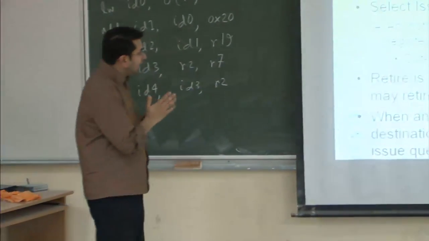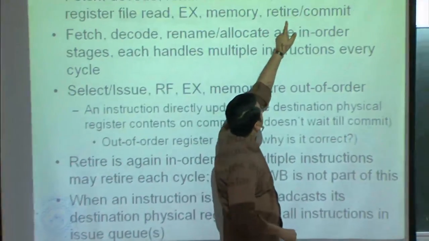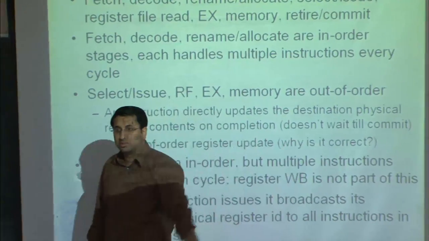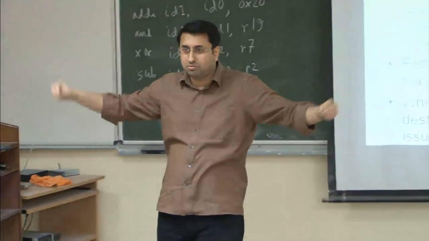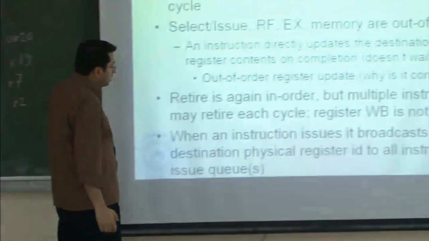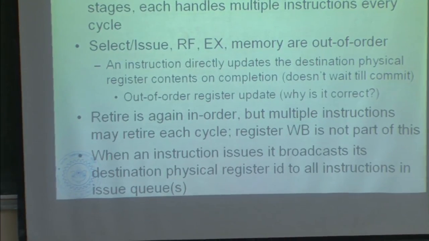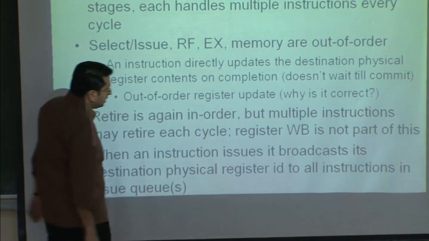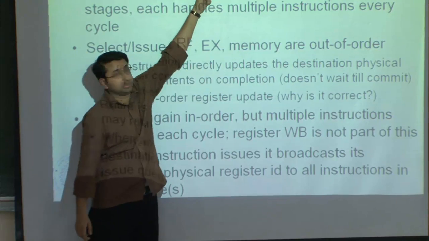And retire is again in order. By the way, this is a technical term often used for commit: an instruction retires, which means that it was born when it was fetched, and when it's finally done, it retires. Retire is in order, but multiple instructions may retire each cycle. And register write back is not part of this anymore. It happens as part of the execution.